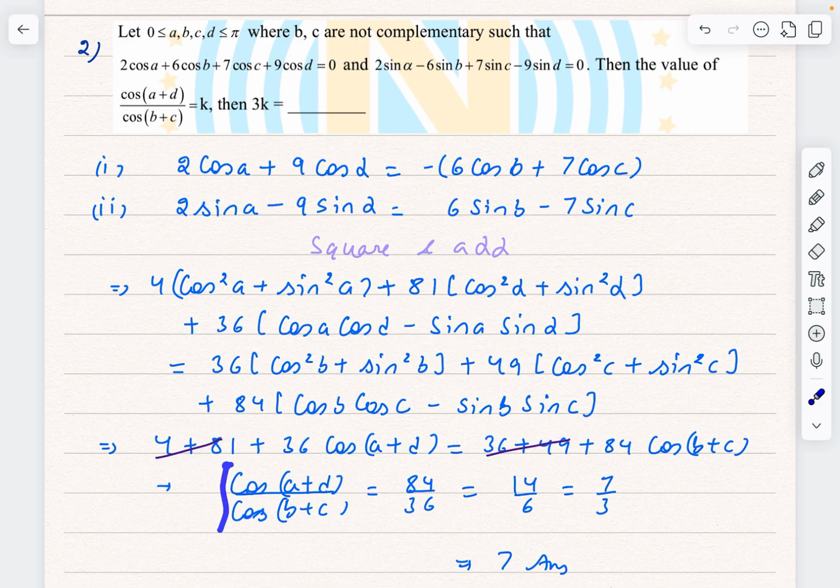You get cos A plus D by cos B plus C is 84 over 36, which will come out to be 7 over 3. Saying this is K, so 3K will just be 7. I hope it is clear, guys. Next.